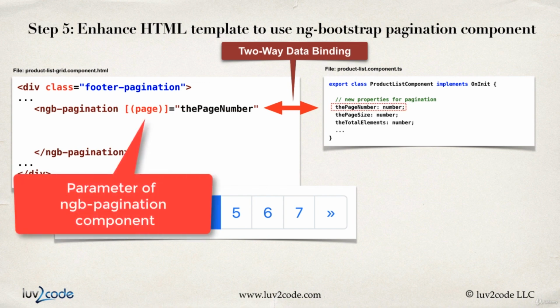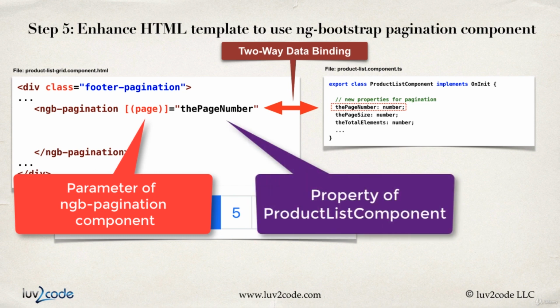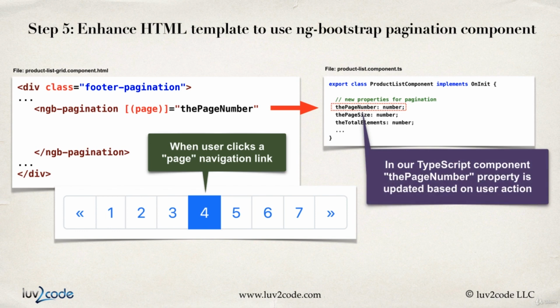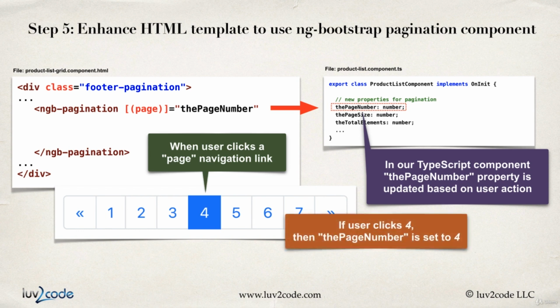So on the left-hand side, we have page. That's a parameter of the ngb-pagination component. And then on the right-hand side, we have the page number. That's a property of the product list component. When the user clicks a page navigation link, what happens in the background is that in our TypeScript component, the page number property is updated based on the user's action. So for example, if the user clicks 4, then the page number is set to 4.